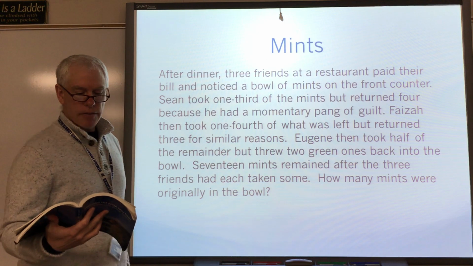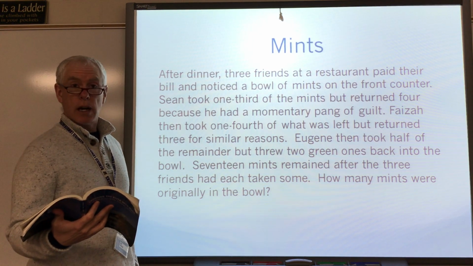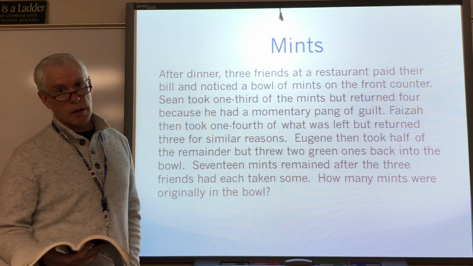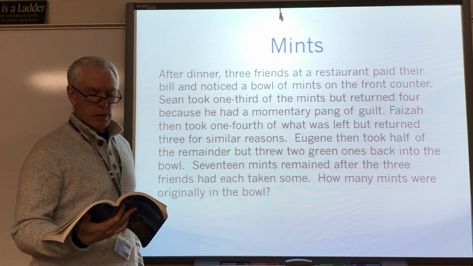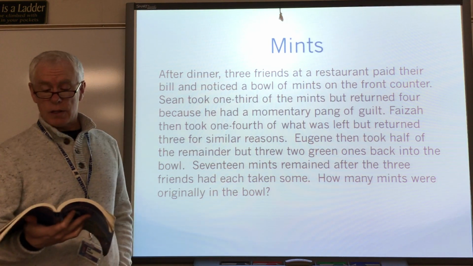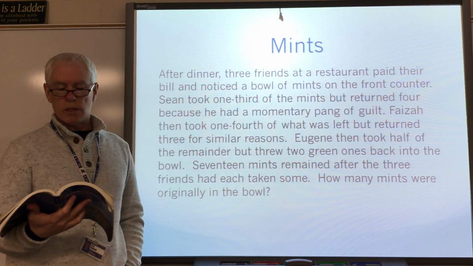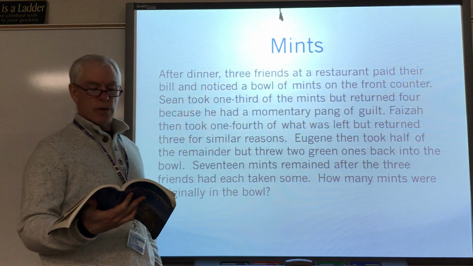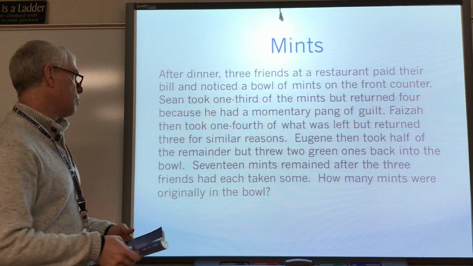It says, after dinner, 3 friends at a restaurant paid their bill and noticed a bowl of mints on the front counter. Sean took a third of the mints, but returned 4 because he had a momentary pang of guilt. Faija then took 1/4 of what was left, but returned 3 for similar reasons. Eugene then took half of the remainder, but threw 2 green ones back into the bowl. 17 mints remained after the 3 friends had each taken some. How many mints were originally in the bowl?